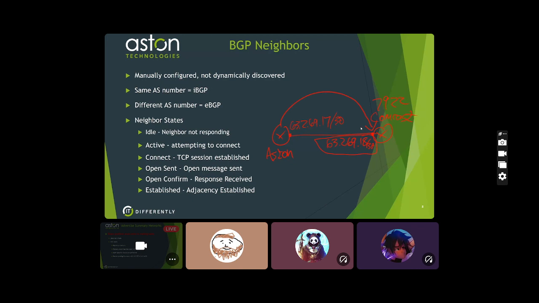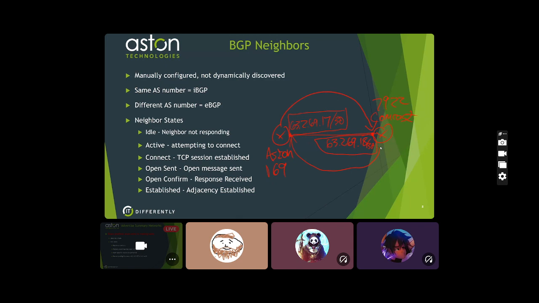Comcast will have the same thing. I am trying to talk to ASN 169, and I expect to receive the reply from this IP address. And if both sides match and they agree, then a BGP neighbor relationship is built. Does that make sense? No.